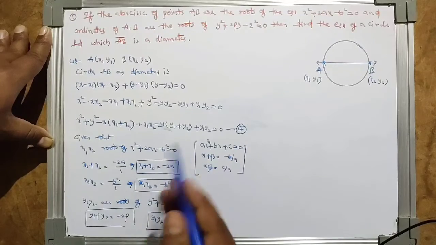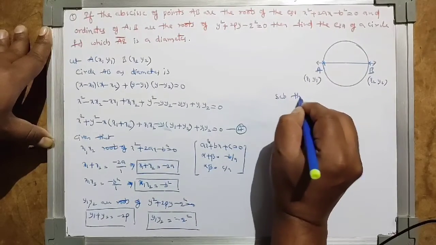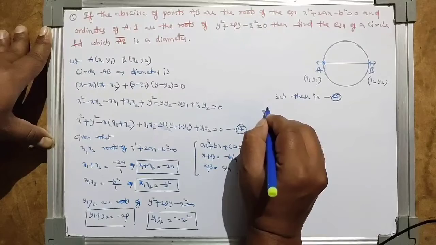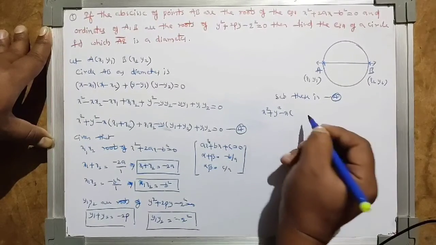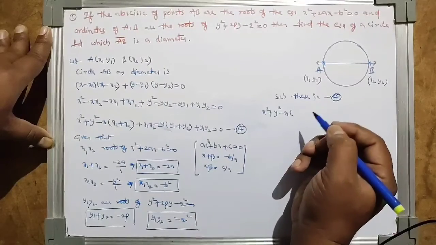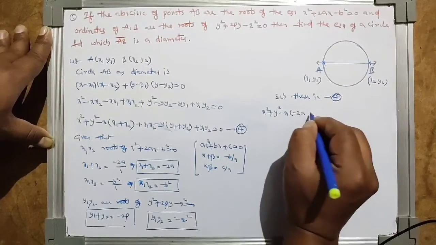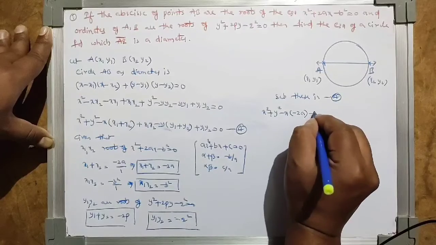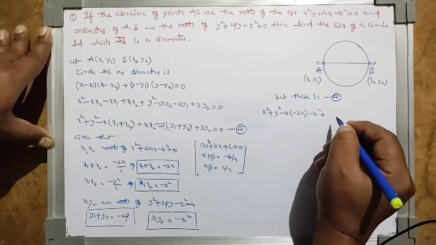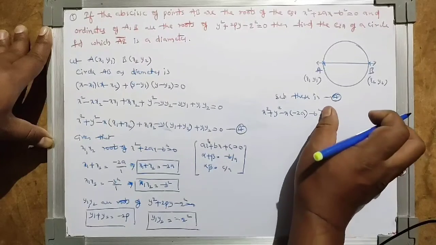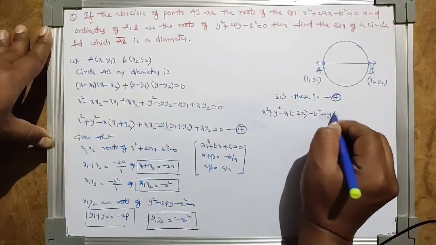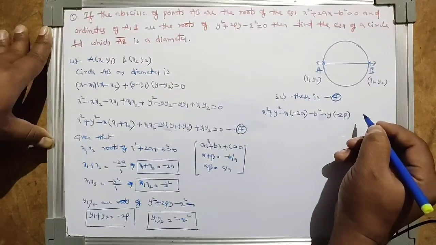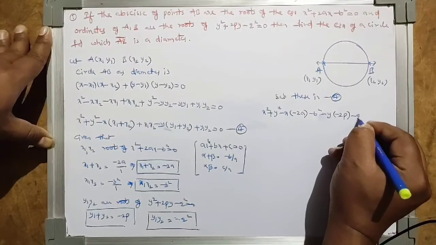Substitute these four values in equation 1. Now we get x square plus y square minus x into (x1 plus x2), which is minus 2a, then plus x1 x2, which is minus b square, plus minus y into (y1 plus y2), which is minus 2p, and plus y1 y2, which is minus q square, is equal to 0.